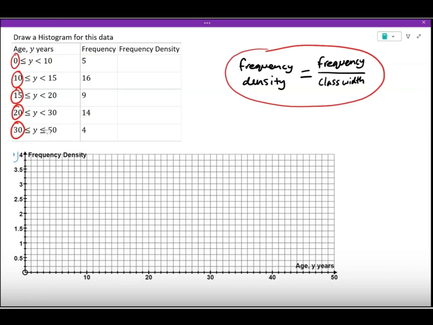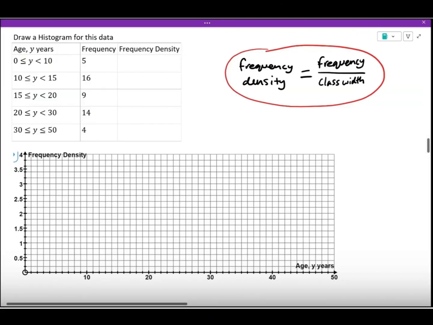Now let's get started on the process of actually drawing our histogram. If you're given a frequency table, make sure you add a frequency density column, because remember, frequency density is going to be our y-axis. Here we've got the column already, but you might have to add it in.